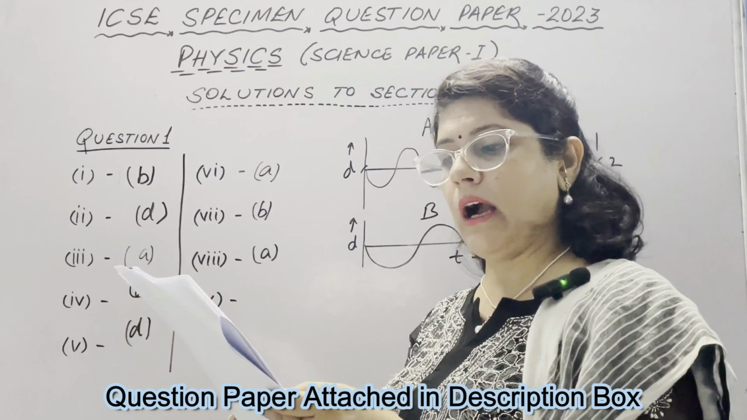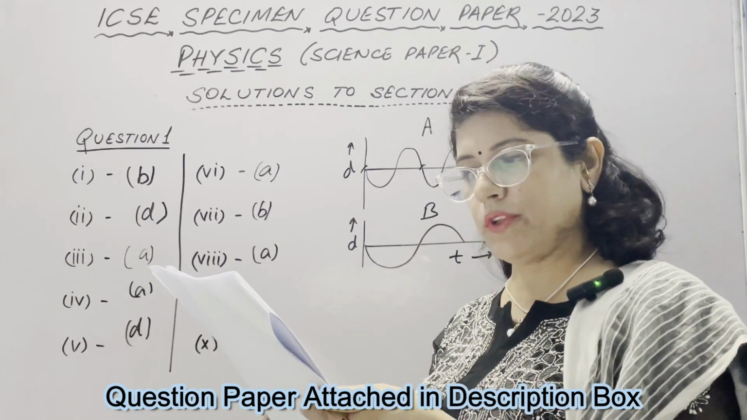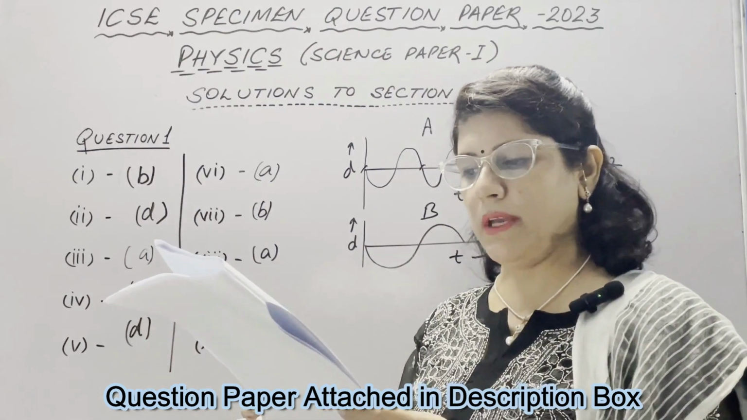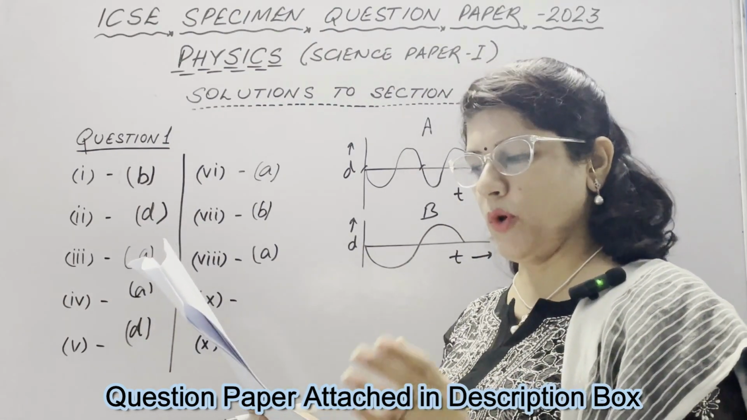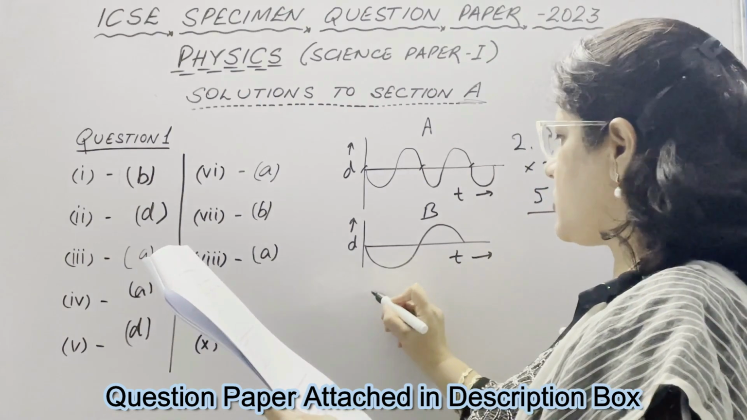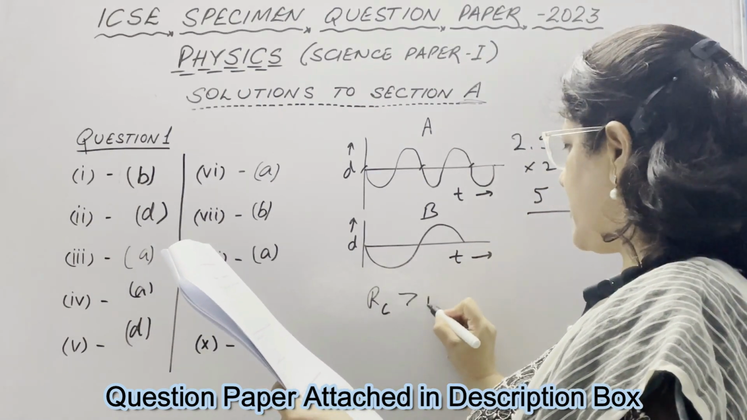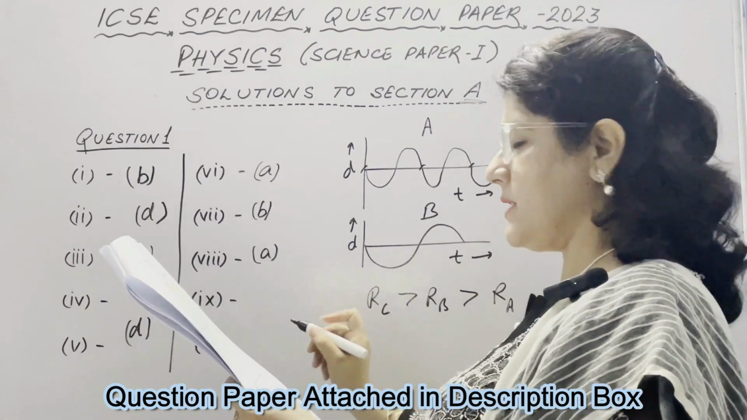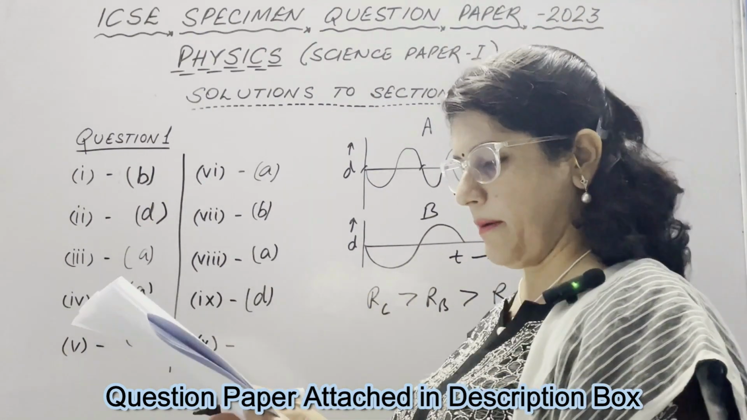In part 9, the graph shows the I against V relation for three conductors A, B and C. Choose the correct relation for the resistances of A, B and C. We know the more the slope, the more is the resistance. So the resistance of C is greater than the resistance of B, which is greater than the resistance of A. It means option D is correct in part number 9.